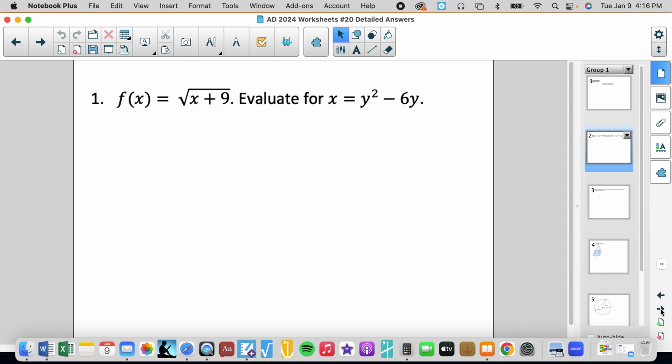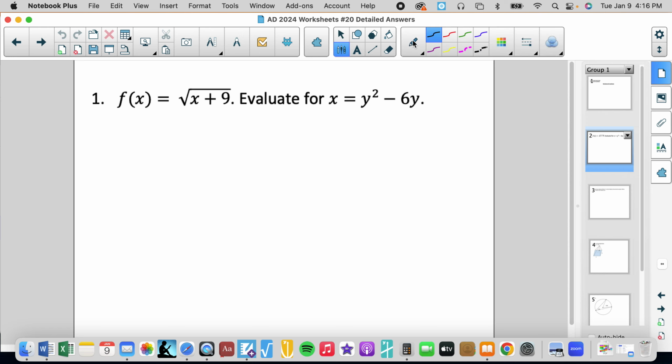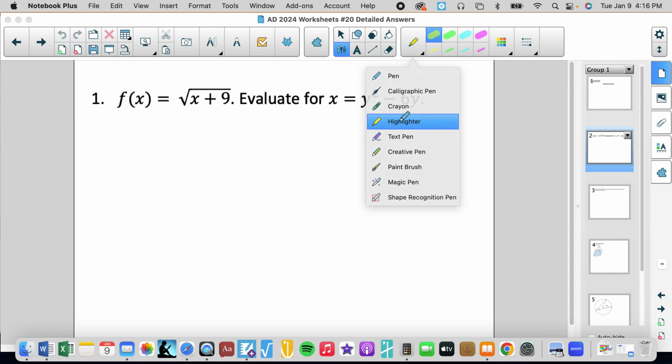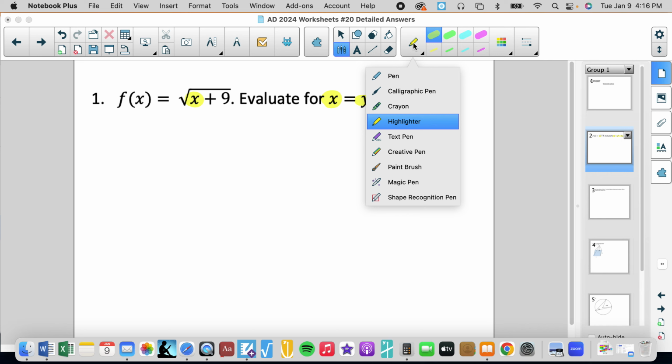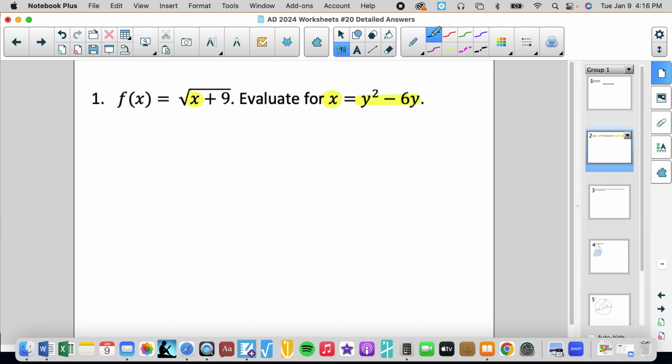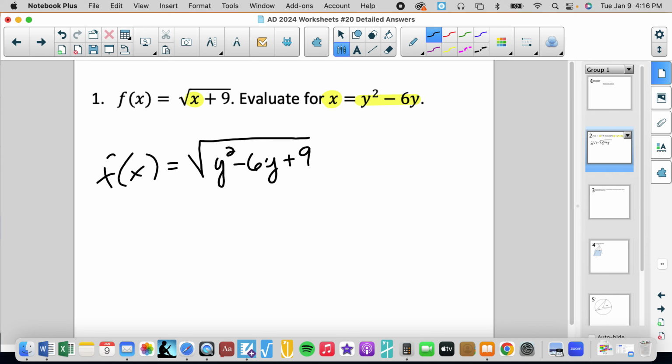So we're going to look at the first problem. It says f of x equals the square root of x plus 9. Evaluate for when x equals y squared minus 6y. So we're going to take y squared minus 6y and plug it in for x and simplify. That's what evaluate means. So we get f of x equals the square root. Instead of writing x, we're going to write y squared minus 6y plus 9.